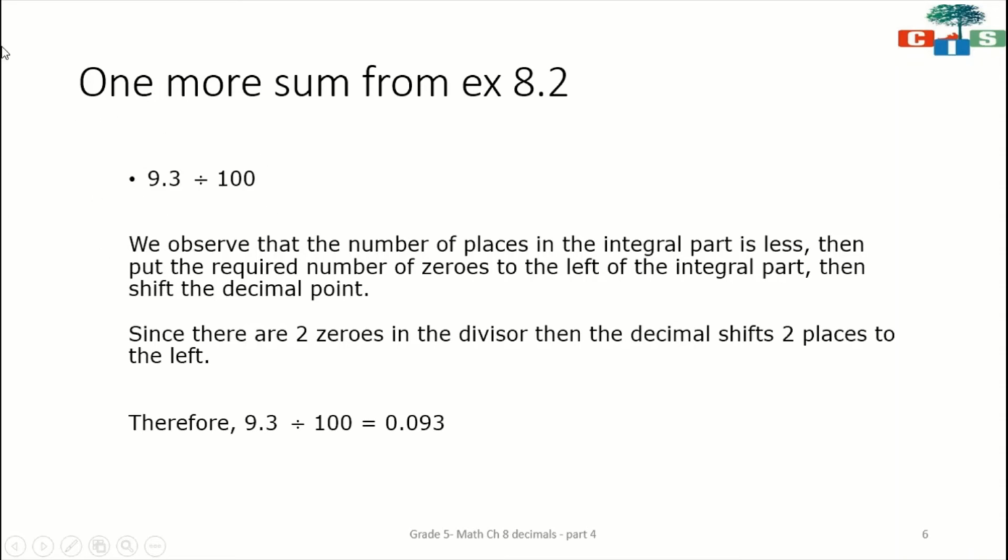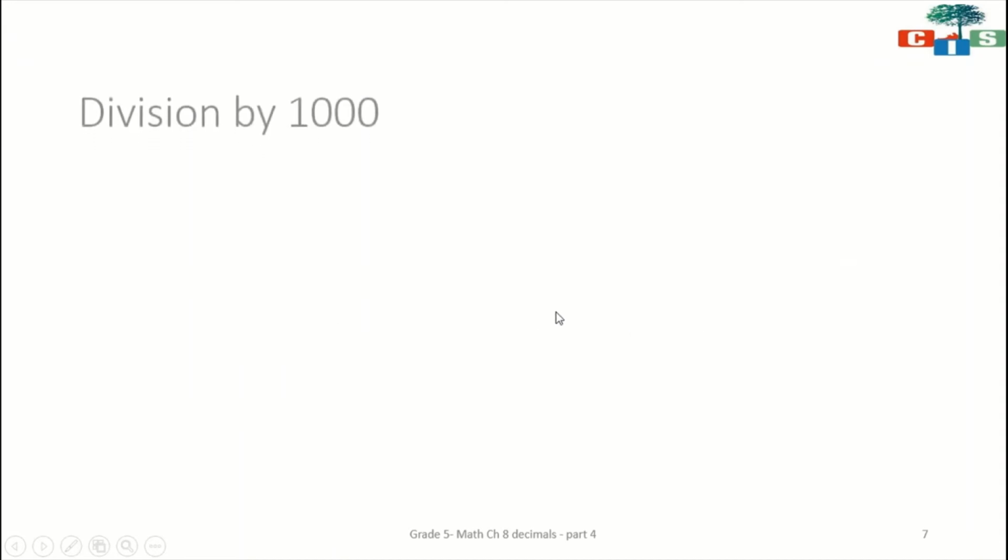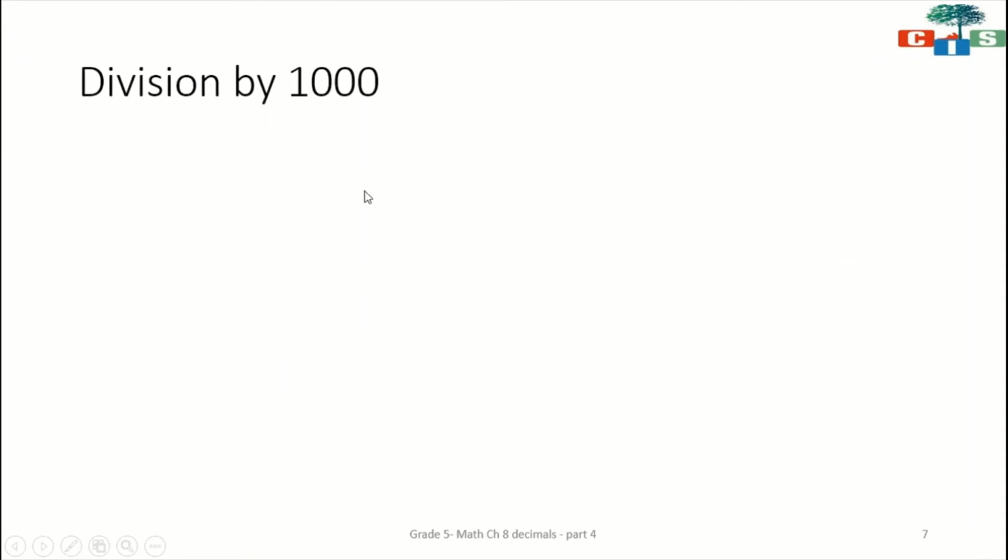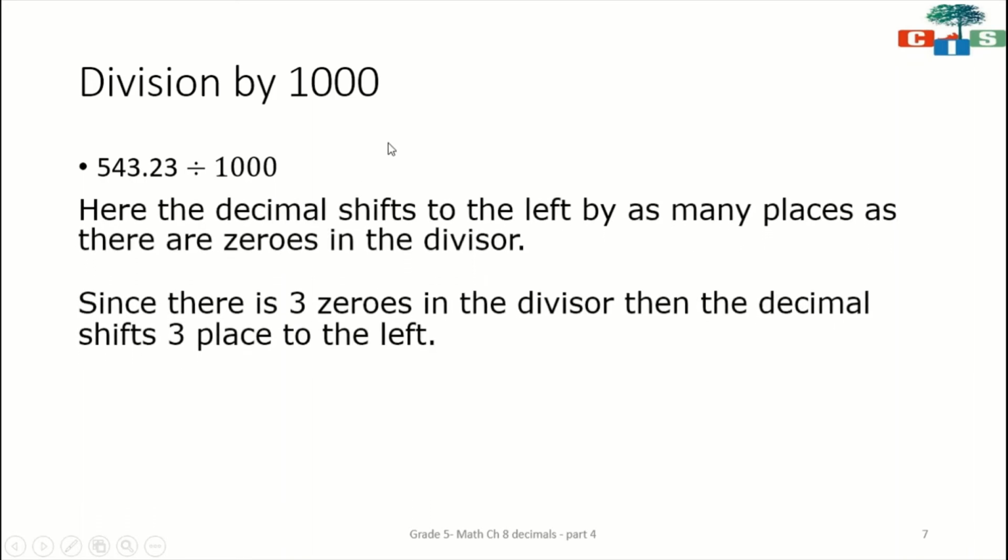Okay, scholars. Now scholars, we will see division by 1000. We'll take an example from our exercise, that is 543.23 divided by 1000. Again same steps. Our first task is to find the number of zeros in the divisor. Here we have divisor as 1000. How many zeros do we have in 1000? Yes scholars, tell me. So 1, 2, 3. So we have 3 zeros in 1000.